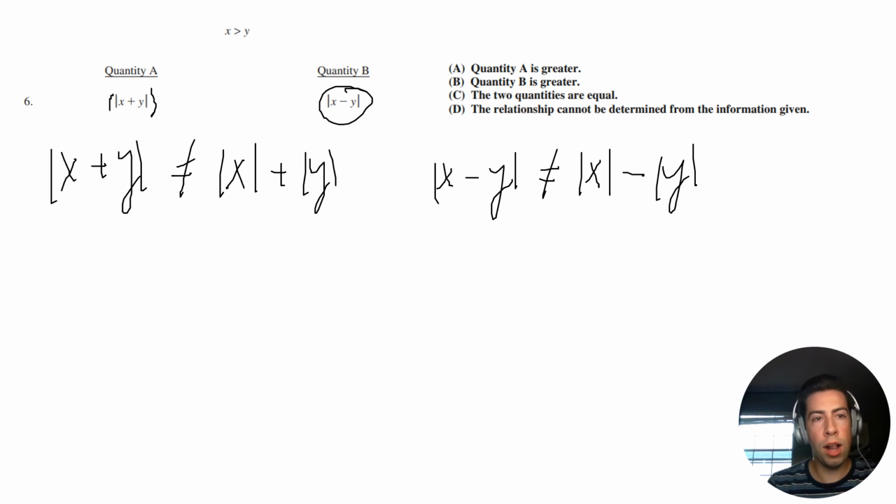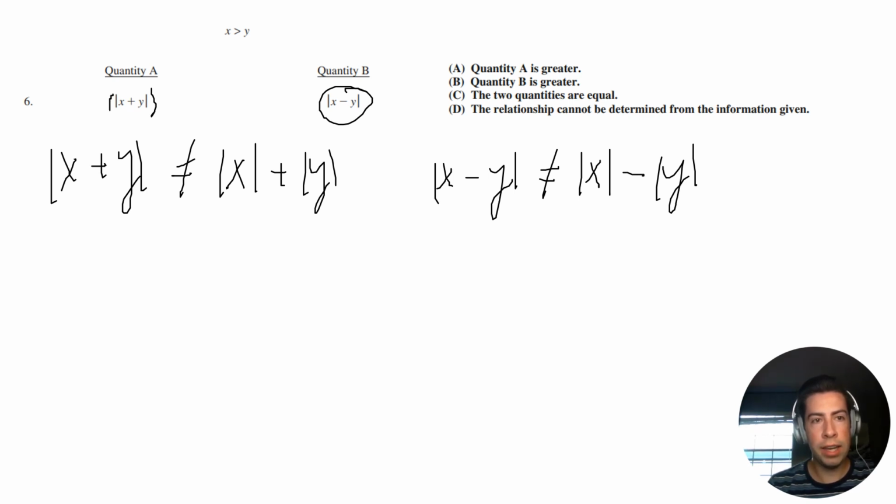All right, so we see here that x is greater than y. Now here's what the issue is. We don't know if y is positive or negative. Similarly, we don't know if x is positive or negative, right? They could both be negative, they could both be positive. X could be positive, y could be negative. We just don't know, okay?